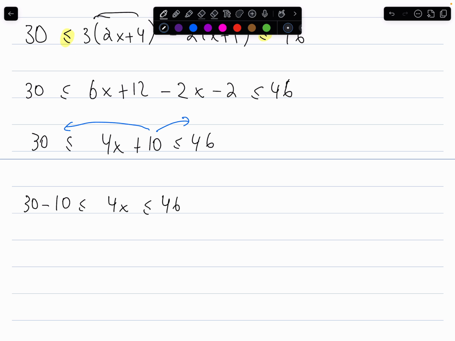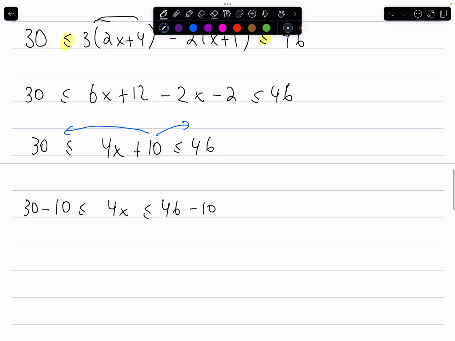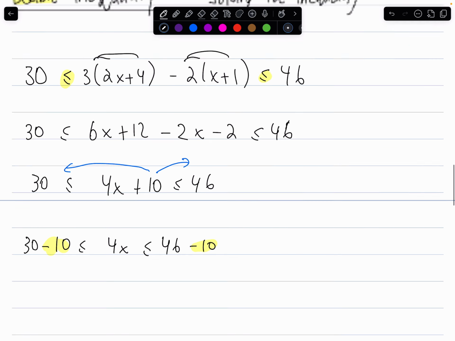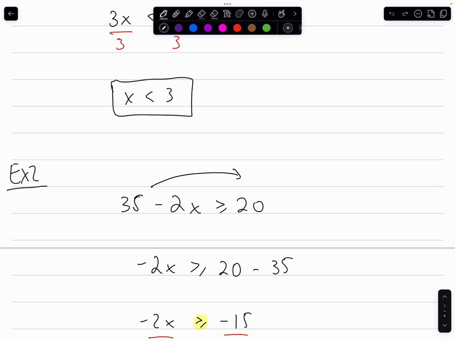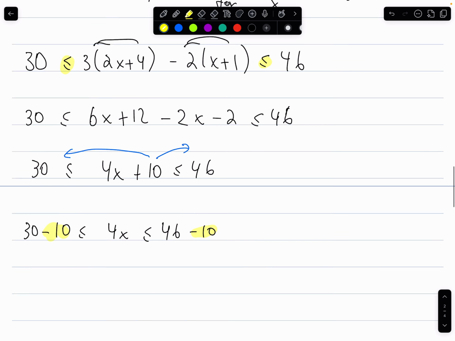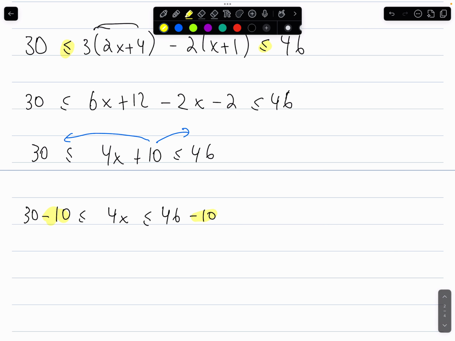And this is going to be 46 minus 10. So notice how when I take the 10 out, I'm actually subtracting it from both sides. That's the only difference with double inequalities. You're subtracting from both sides instead of one side. With single inequalities, I just have to bring the 35 over to the other side. With double inequalities, I have to take that 10 and bring it over to both sides.